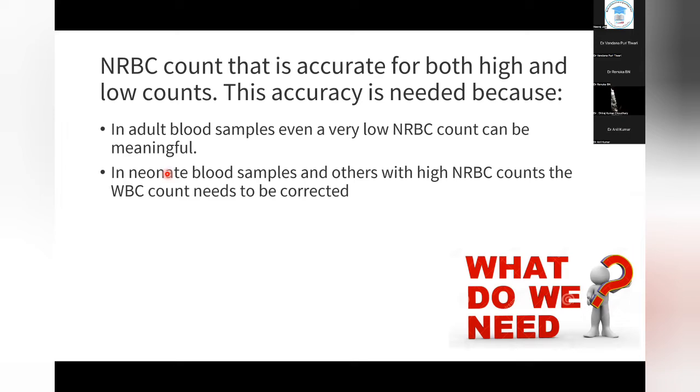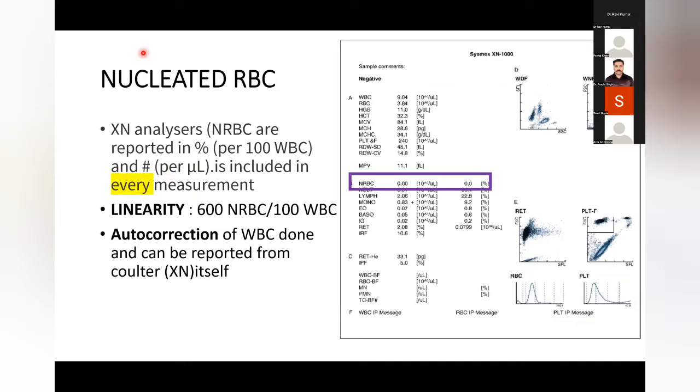Because in a neonate, if there are high NRBCs, we need to correct the WBC count, because these nucleated RBCs can be counted with WBCs. So they need to be corrected. Whereas in adults, even a very small amount of nucleated RBCs in the peripheral blood is significant. So let's look at this case here.